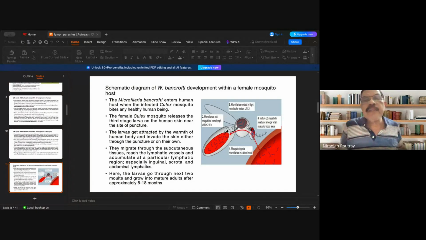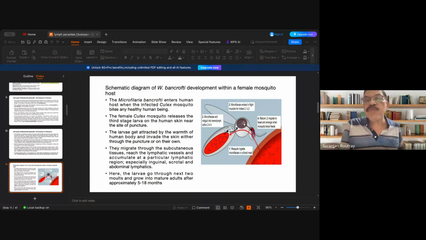Now here there is a schematic diagram we can see here. This is the pool of blood. The proboscis is pierced through the skin. It ingests the microfilaria. It moves into the stomach. Inside the stomach, some development takes place, and then they move into the thoracic.